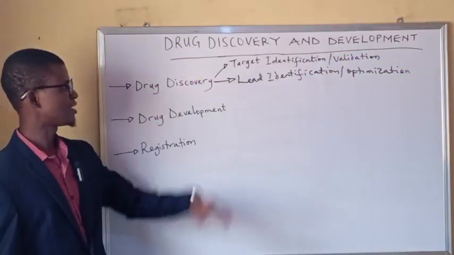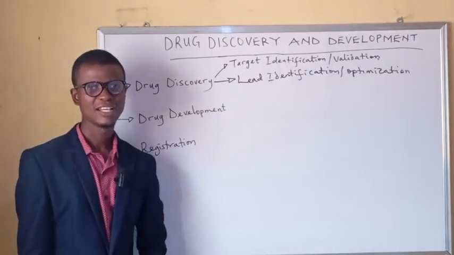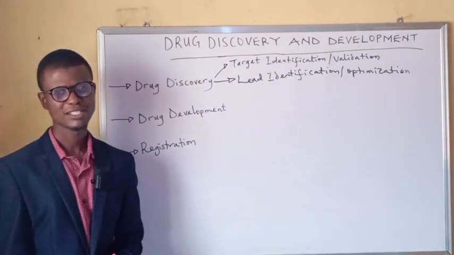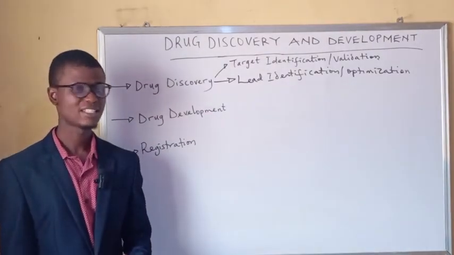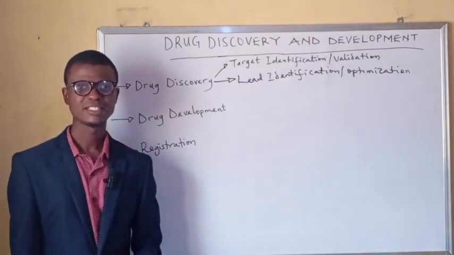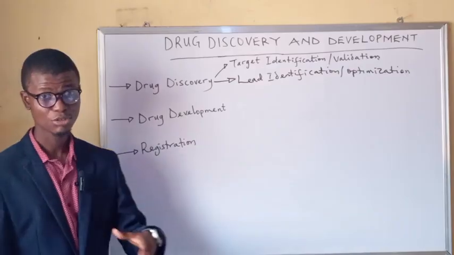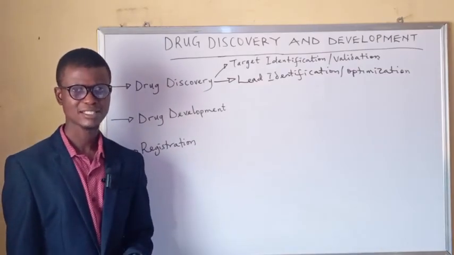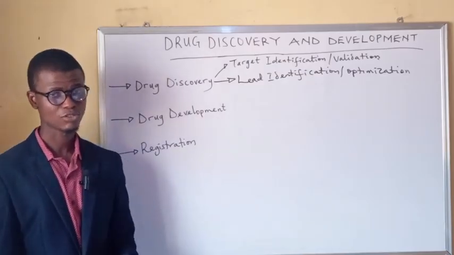So after the target identification and validation, then we have the lead identification and optimization. Now, it is important to note that most drugs are not discovered. What is more likely discovered are called the lead compound. Now, in modern rational drug design approach, there are a number of characteristics that a lead compound should have before it can be regarded as a lead compound.